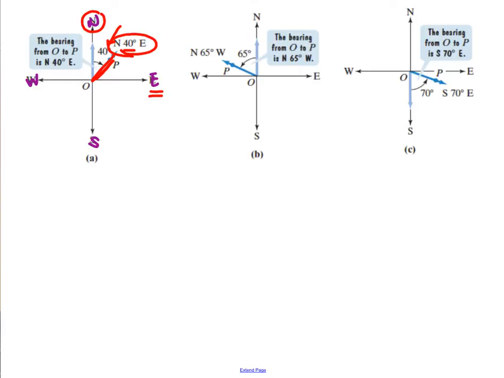Second example, we have our acute angle. It's coming from the north again, but now the direction is west. So it is north 65 degrees west. Last one. Here's our acute angle heading up from the south, and it's east. So we say south 70 degrees east.